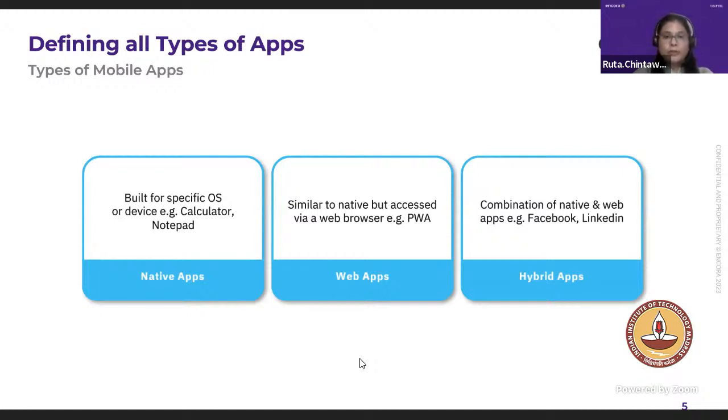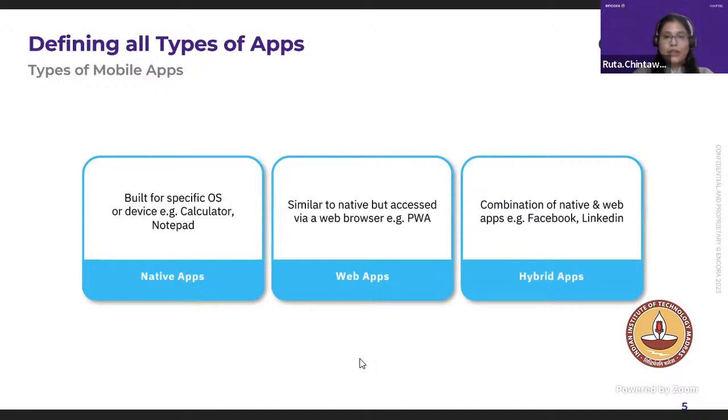Pros could be, because of the singular focus, native apps have the advantage of being faster and more reliable in terms of performance. They always have good performance because they focus on a single platform. So that is the main benefit when we talk about the native application.